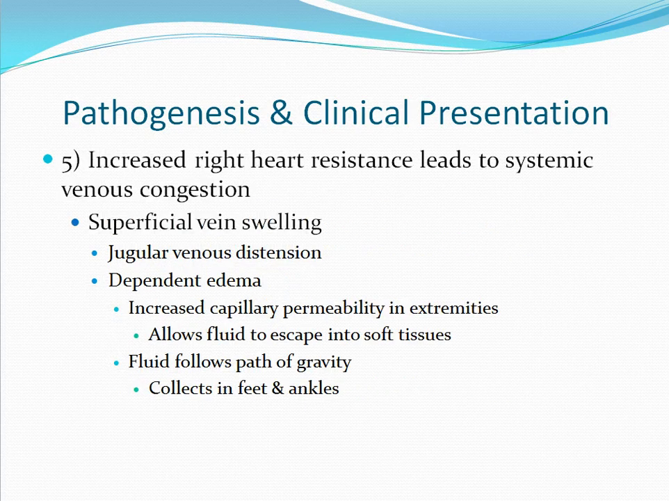This increased right heart resistance will then lead to systemic venous congestion. As a result, you will begin to see superficial vein swelling. The jugular veins will become distended. You will also see dependent edema. There will be increased capillary permeability in the extremities. This will allow fluid to escape into the soft tissues. This fluid will then follow the path of gravity and begin to collect at the low points of the body, especially the feet and the ankles.